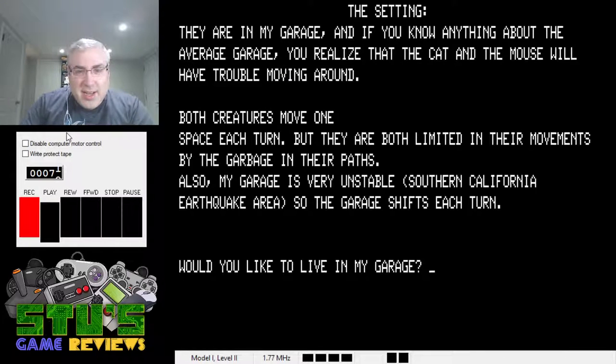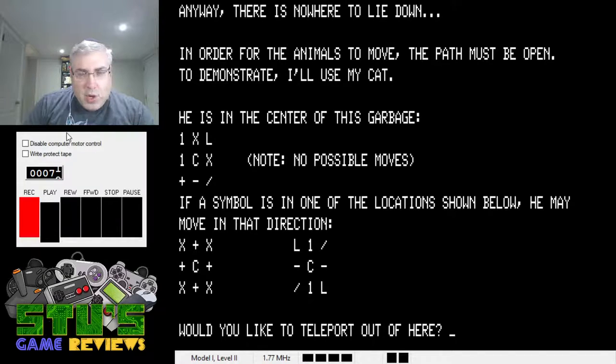Instructions, yes. The setting, they're in my garage. And if you know anything about the average garage, you realize the cat and the mouse have trouble moving around. Both creatures move one space each turn, but they are both limited in their movements by the garbage in their paths. Also, my garbage is very unstable. Southern California earthquake area. So the garage shifts each turn. Would you like to live in my garage? No. Anyway, there's nowhere to lie down.